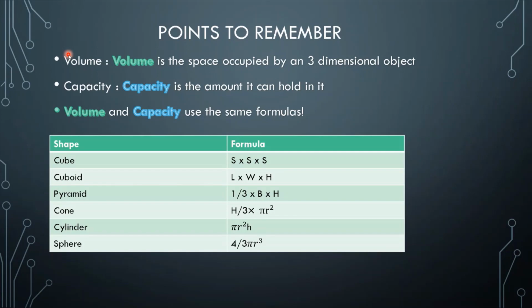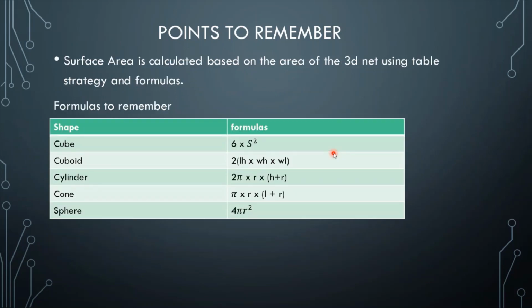Points to remember. Volume is the space occupied by a three-dimensional object. Capacity is the amount an object can hold inside it. Volume and capacity use the same formulas, and here are the formulas for each shape. Surface area is calculated based on the area of the 3D object's net, using the table strategy or the formulas. So here are formulas to remember.